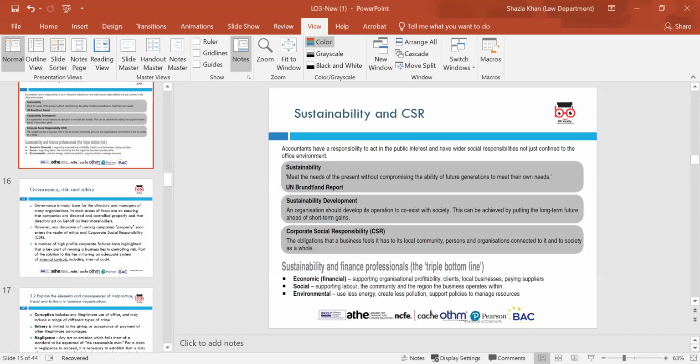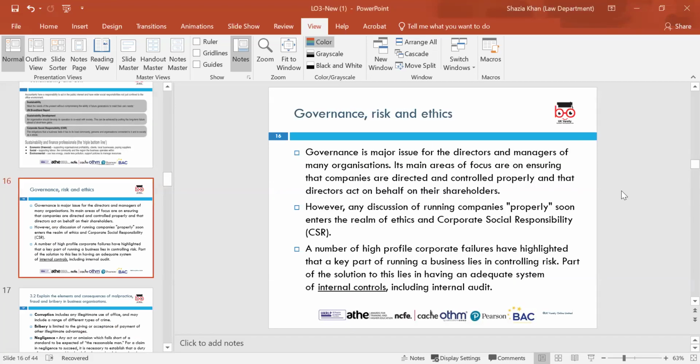Governance, risk and ethics: why these are so important in regards to ethical behaviour. When we look at accountants, accountants have a responsibility to act in the public interest and the wider social responsibility, not just confined to environments, so sustainability and CSR. Governance, risk and ethics.